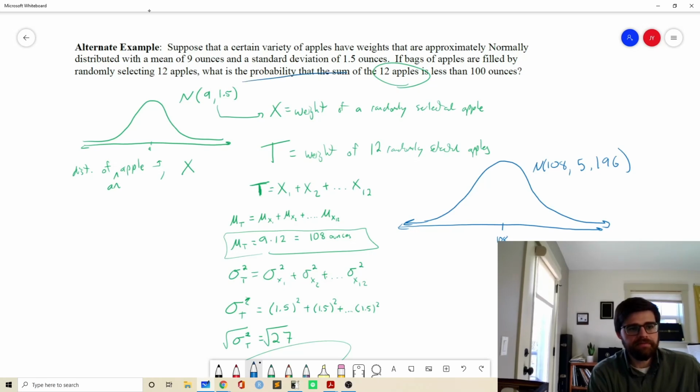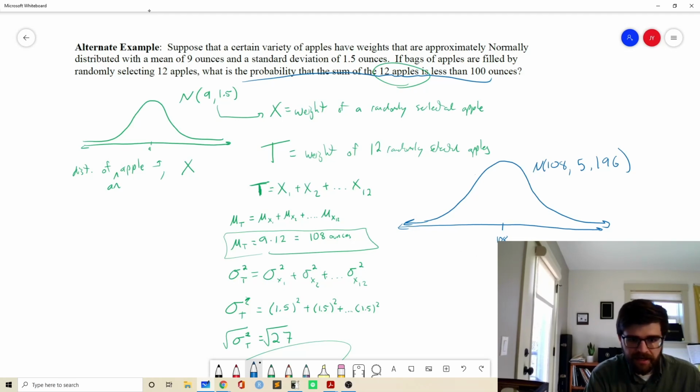What's the probability that the sum of 12 apples is less than 100 ounces? Maybe our bag of apples says 100 ounces guaranteed or something. We've got to know the probability that we're lying to people. Okay, so looking at our distribution, we have a standard deviation of about 5.196. So the first standard deviation is going to be right in this area.